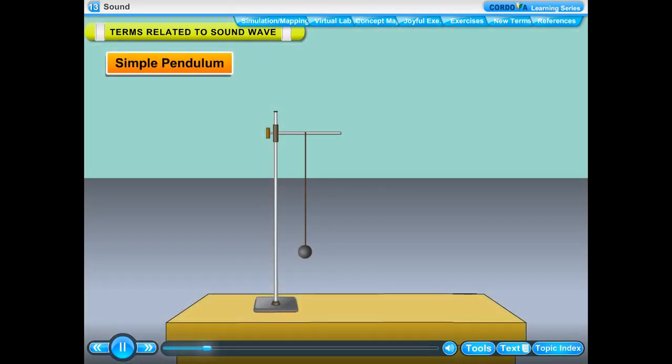Simple pendulum. A simple pendulum consists of a small metal ball called bob, suspended by a long thread from a rigid support, such that the bob is free to swing back and forth. The motion of the bob of a pendulum from one extreme position to the other extreme position and back is called one oscillation of the pendulum.